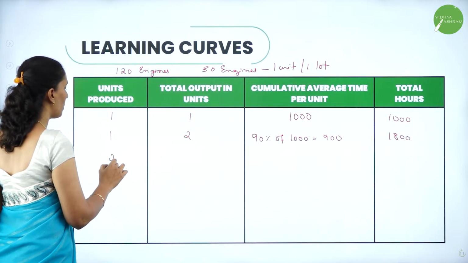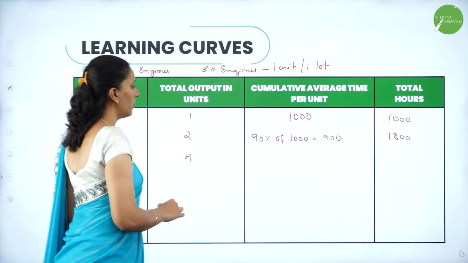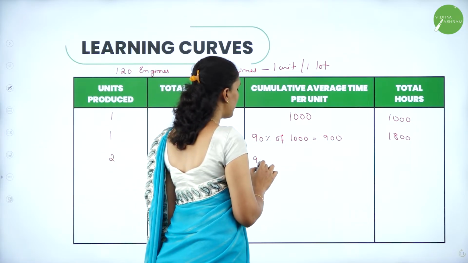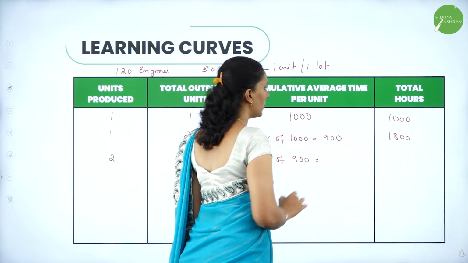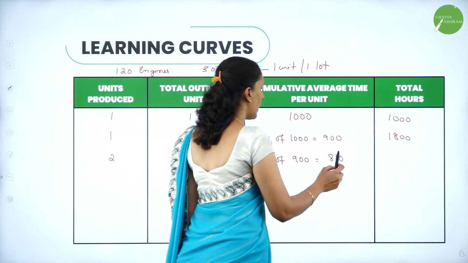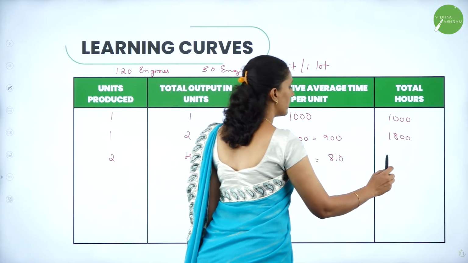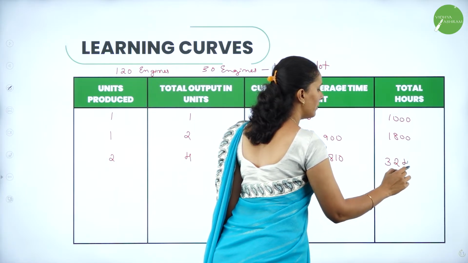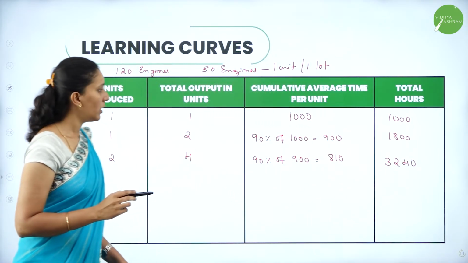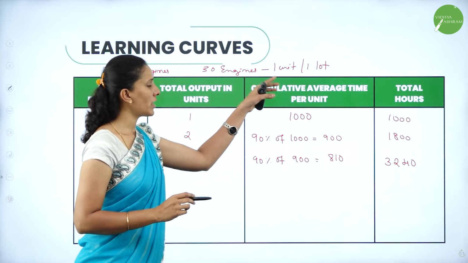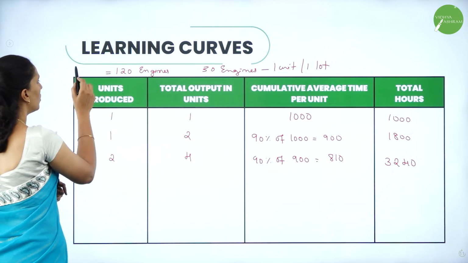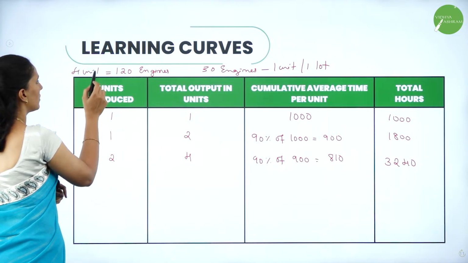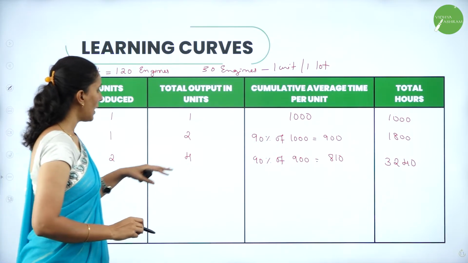Next, double the output. So total 4. So again 90% of 900 is equal to 810. 810 into 4 is 3240. So I'll stop it here because I have taken 30 engines as one unit. So for 120 engines, it is nothing but 4 units. So therefore, I'll stop here.